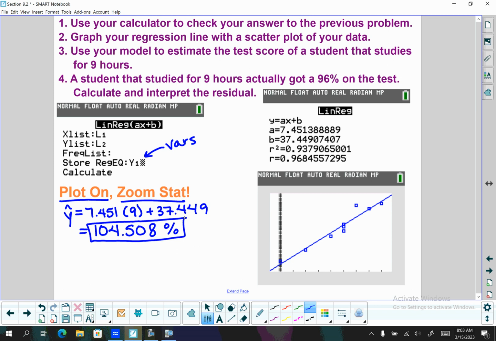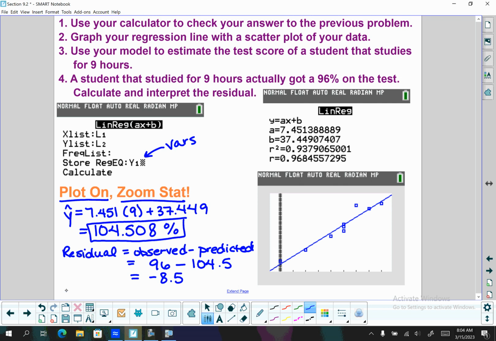Okay. A student that studied for 9 hours actually got a 96 on the test. Calculate and interpret the residual. Okay, so the residual is always observed minus predicted. So observed is what actually happened. They actually got a 96. Predicted is what our equation said would happen. I'm just going to round it to 104.5. Okay, so our residual is negative 8.5.